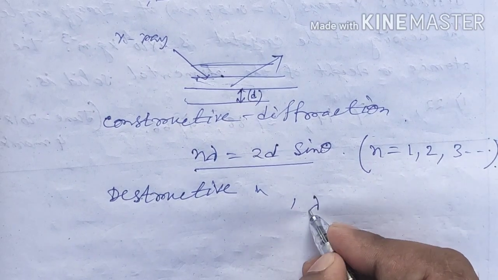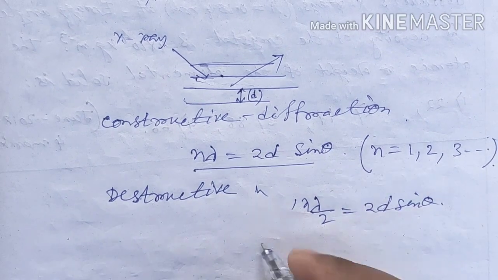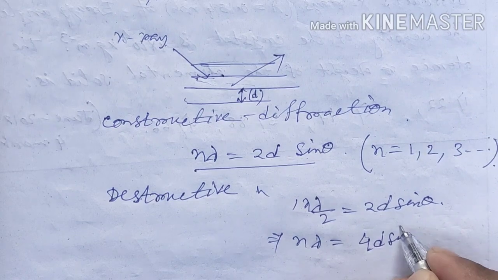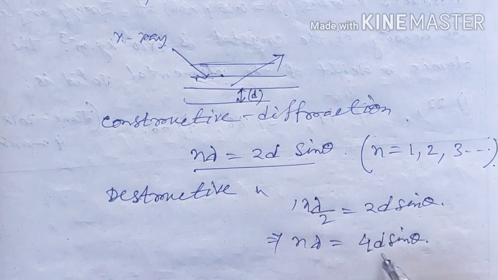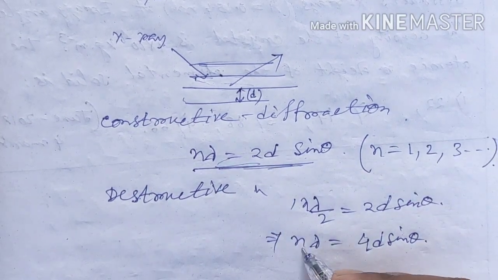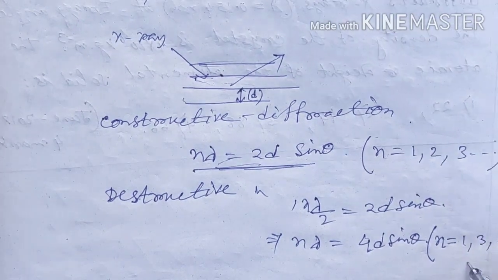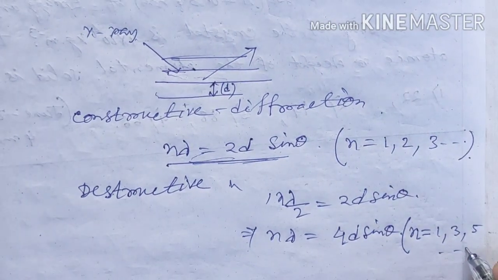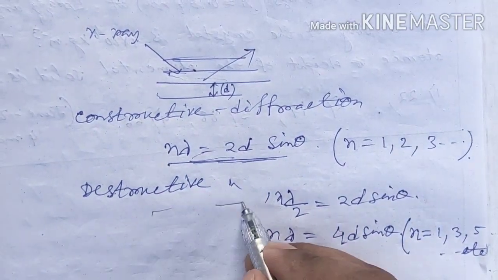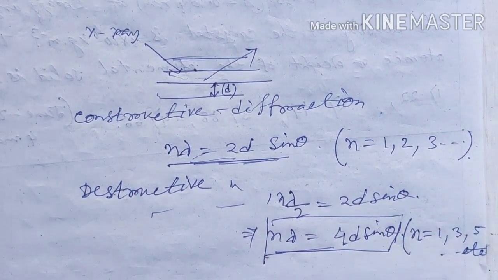the Bragg's equation will be n lambda by 2 is equal to 2d sin theta. That means n lambda is equal to 4d sin theta. Here all the values are similar as given here, and the value of n in this case is 1, 3, 5, that is, only odd values. For destructive diffraction, the Bragg's equation is n lambda is equal to 4d sin theta.